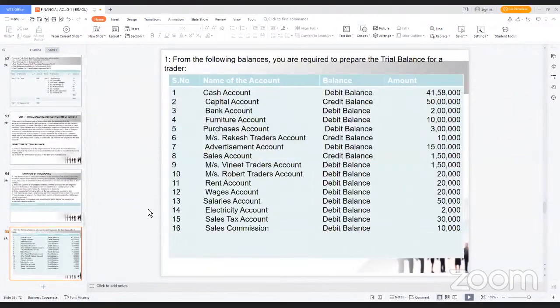Limitations. Cash: what is cash? It is a debit. Capital is a credit. Bank is also debit. Furniture, debit. Purchases, debit. Mr. Rakesh trade account is a credit. Advertisement, debit. Sales is a credit.